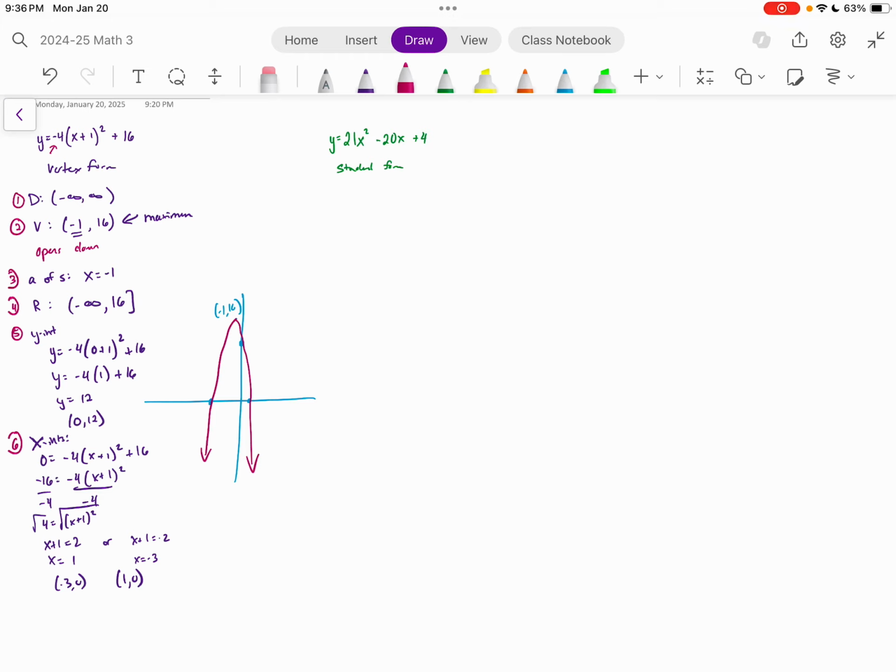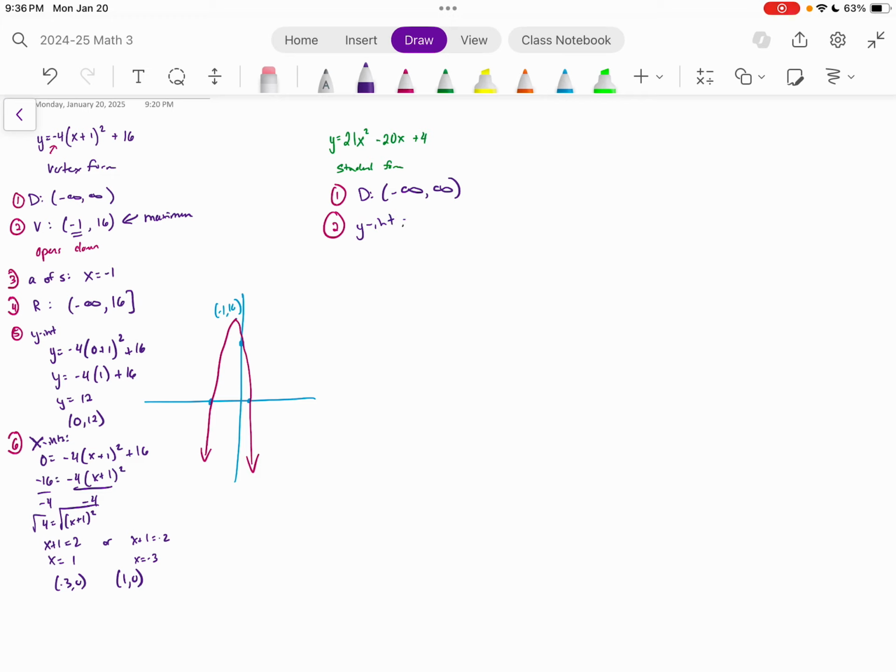Now let's think about what happens if it's in standard form. And let's think about what we know really easily off the bat with standard form. So easiest thing to find again is going to be my domain. And I'm actually going to say my second easiest thing is a little bit different than what we did in class. I'm actually going to say it's my y-intercept.